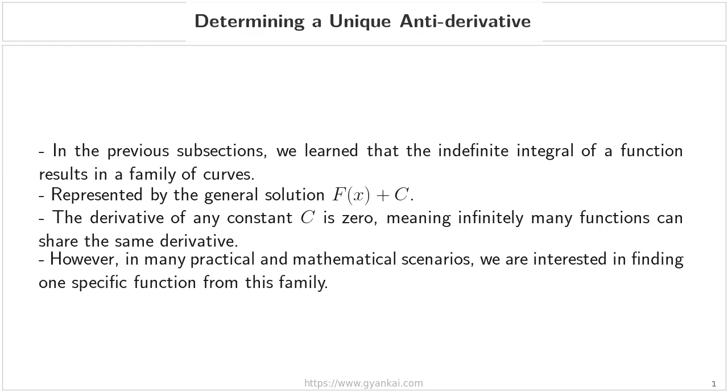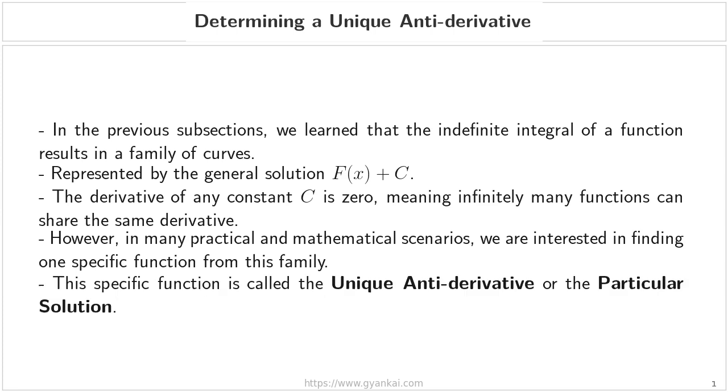However, in many real-world problems and in more advanced mathematics, we don't want just any function that has the correct derivative. We need one specific function. That's where the concept of a unique antiderivative, also known as a particular solution, comes in. We'll be learning how to take that family of functions, F(x) + C, and narrow it down to just one by using some extra information. In the following slides, we'll see exactly how to do that.